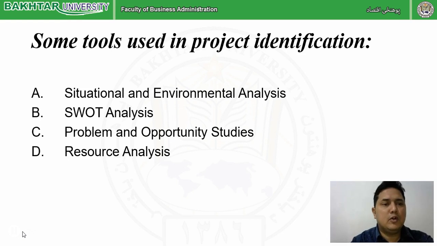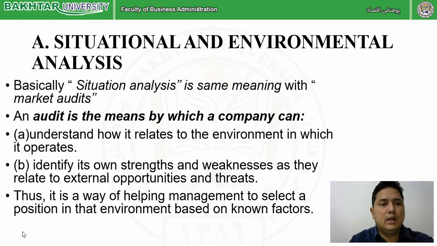We are going to see these tools one by one, starting with situational and environmental analysis. Situational analysis is also known as a market audit. It means we check the market and understand how it relates to the environment in which it operates. That is, the project which we are going to accept, the project which we are planning to start, how it relates to the environment in which it operates, meaning where it is going to operate, and identify its own strengths and weaknesses as they relate to external opportunities.